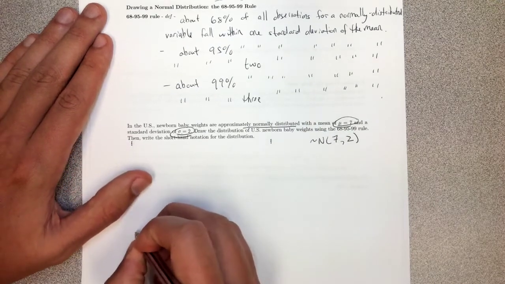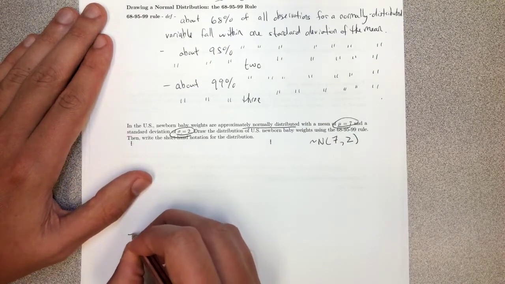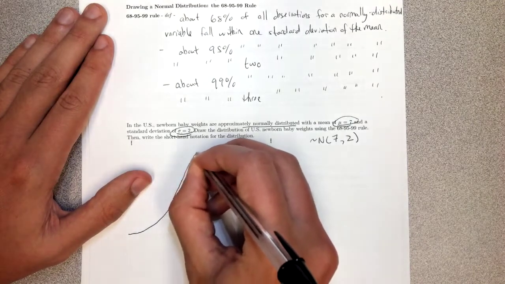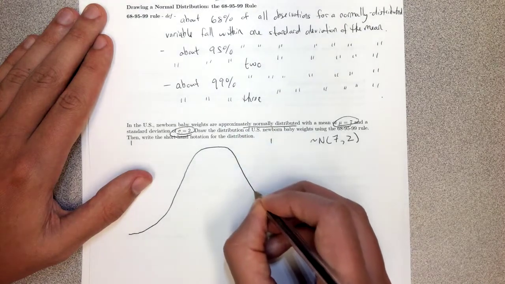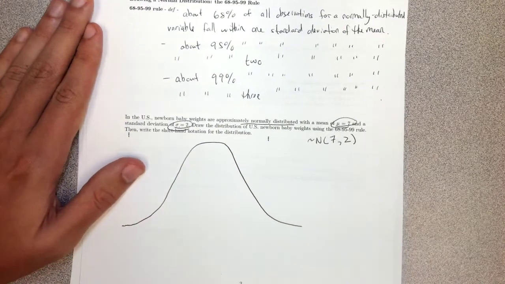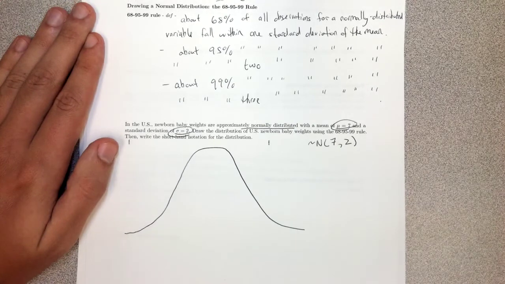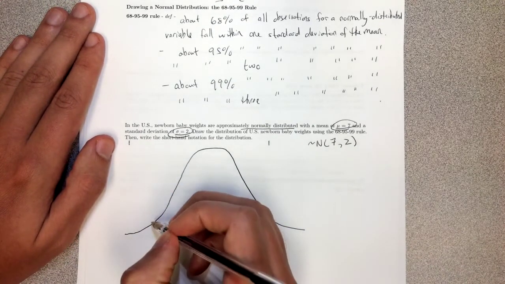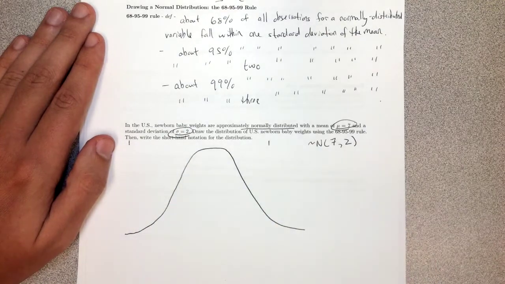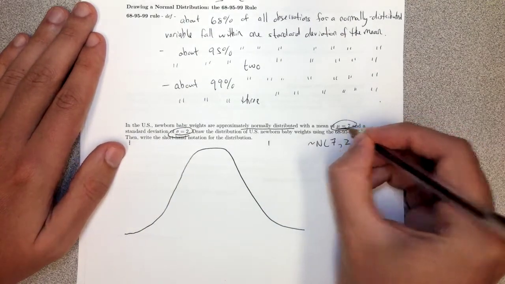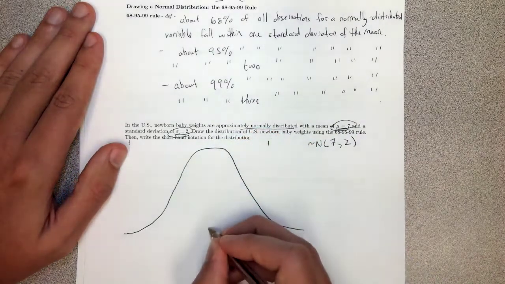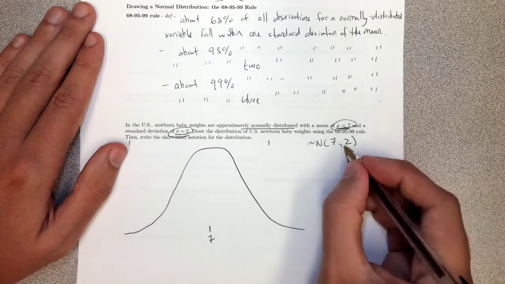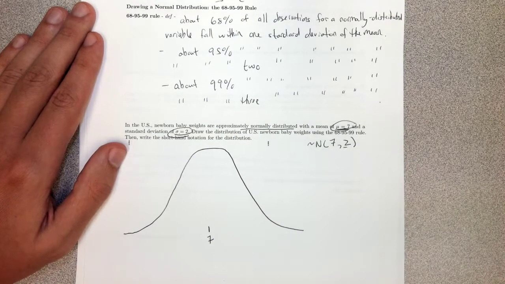And so I'm first just going to draw the curve. Oh, why am I so bad? Okay, it's not the best. It's a little bit not symmetric, but this is going to be my normal distribution curve. I'm going to center it at 7. And then I see that my standard deviation is 2.